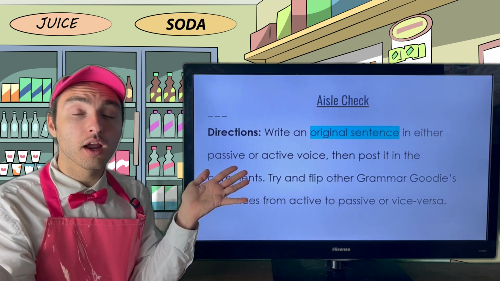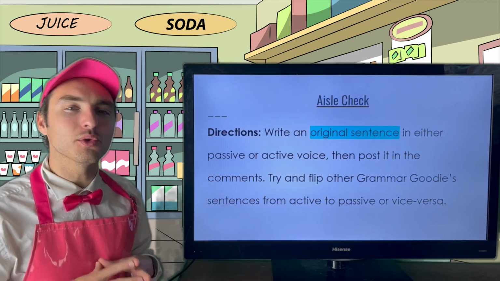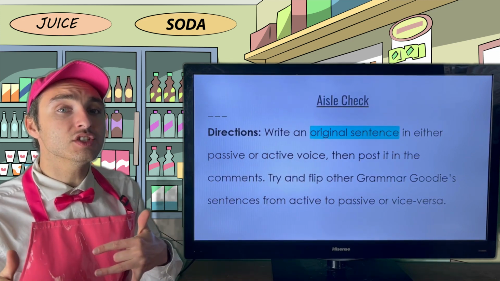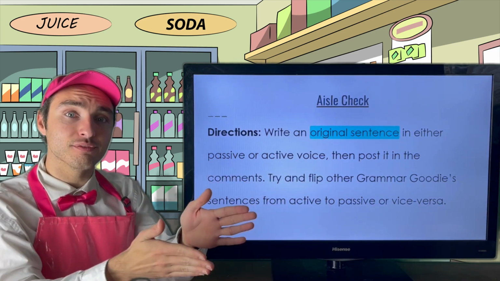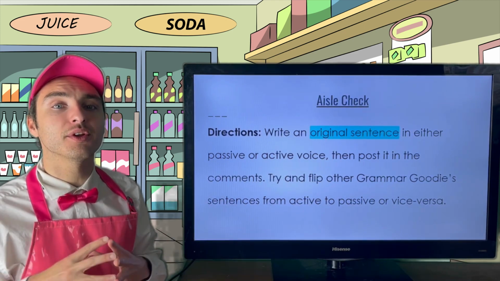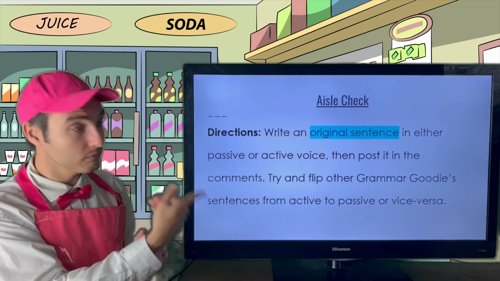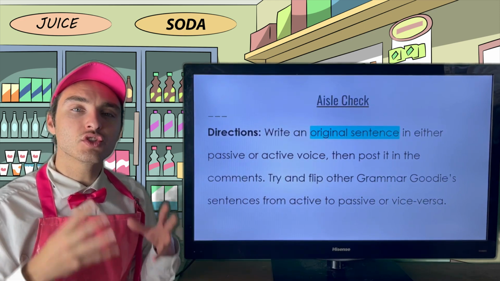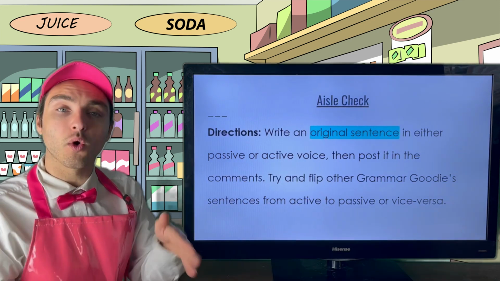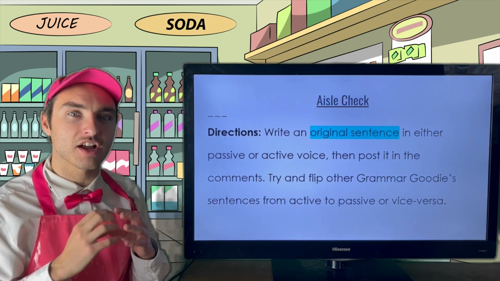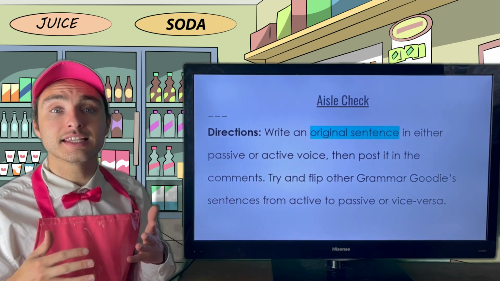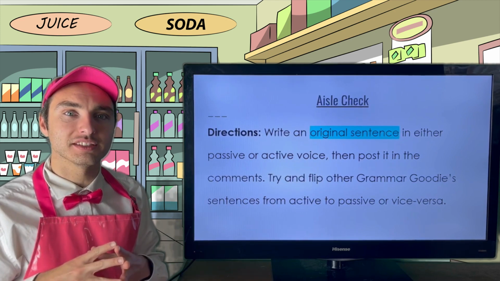Either or. Then, what you'll do is go into the comment section and turn other Grammar Goodie sentences from passive into active voice or vice versa. It's so that we're all pushing one another to grow and master this concept. So, again, write an original sentence in either passive or active voice and post it into the comment section. Then turn other Grammar Goodie sentences into either passive or active voice.